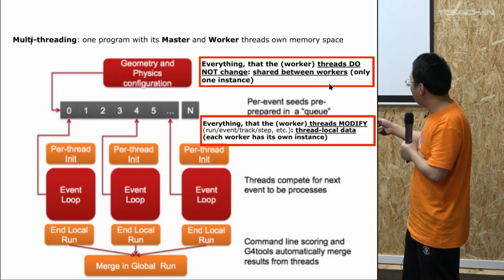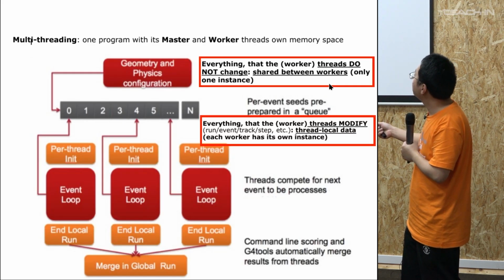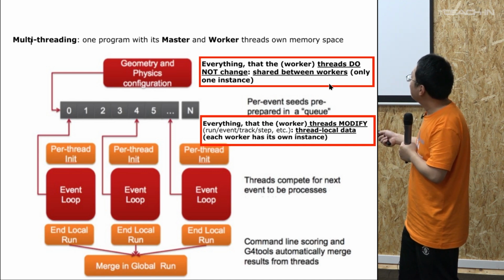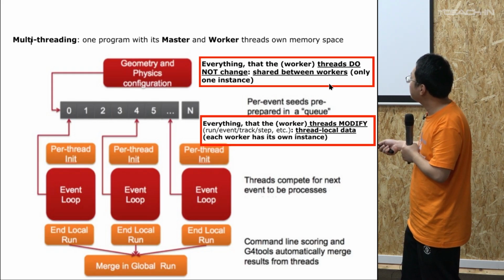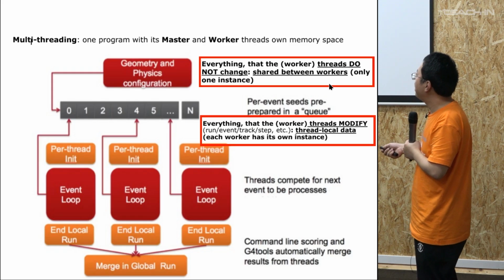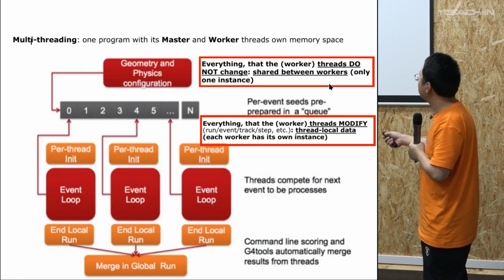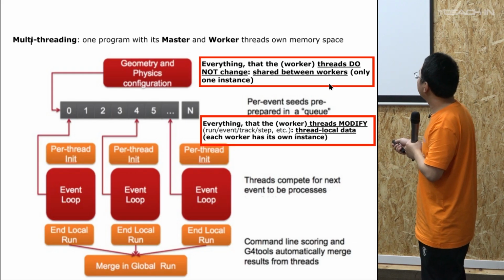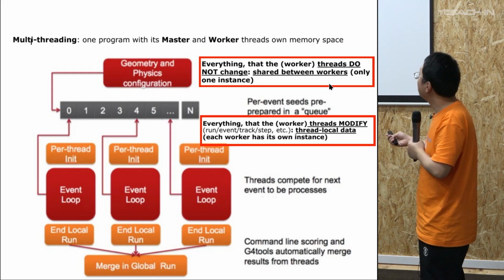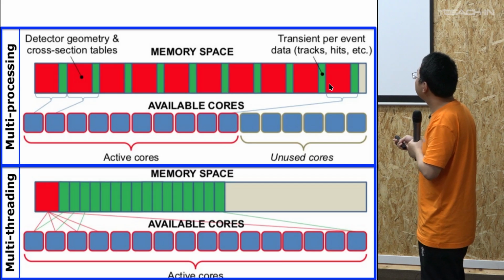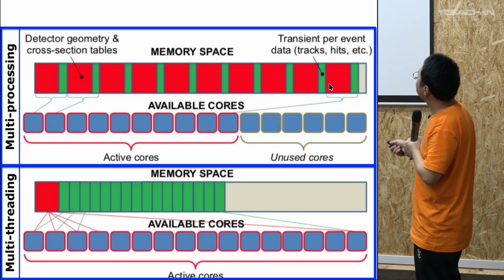So this is how Geant4 implements its multi-threading. It will have a sequence, and each thread will have its own event loop, and at the end, the information will be merged into the global run. So this is what Geant4 did. I think this is maybe too technical, so I will maybe skip.